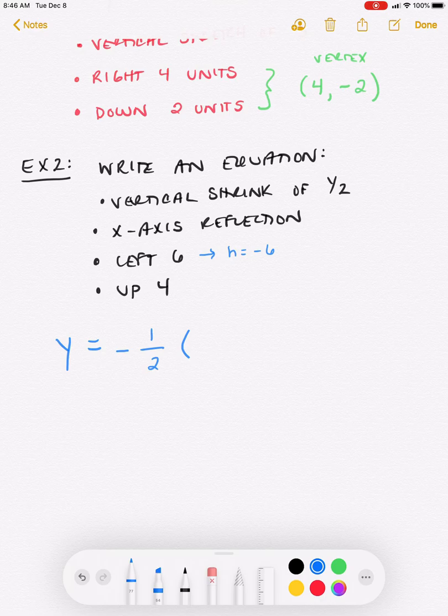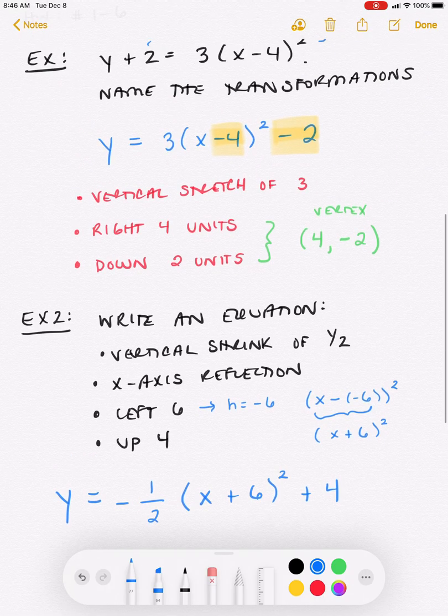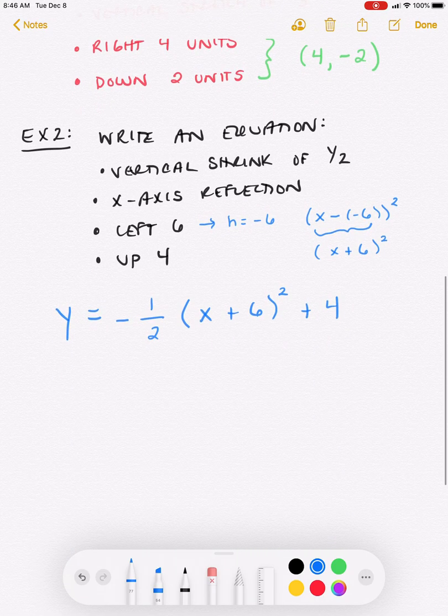So when we go to write this in vertex form, it's going to go x minus, and then we're going to plug -6 in. Well, what happens when we have minus a negative? That's why it looks to be the opposite. Left 6 means x plus 6 squared. So that part is going to be the quantity. And then finally, the up 4 part means that we're going to tack on a plus 4. Okay, so that's how you're going to write it. That should help you with numbers 1 through 6 if there was something there that I had you fix.